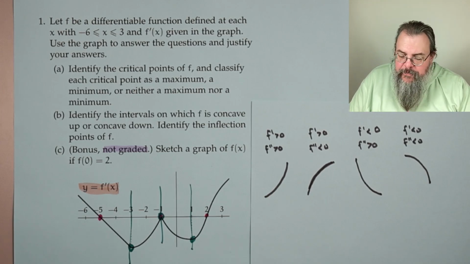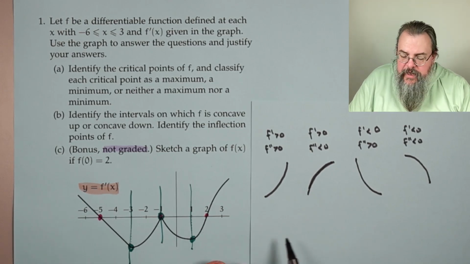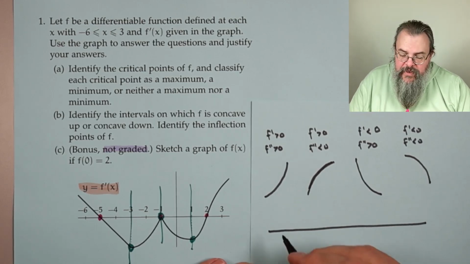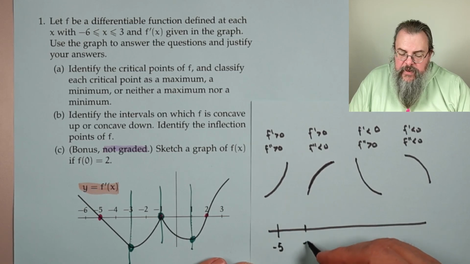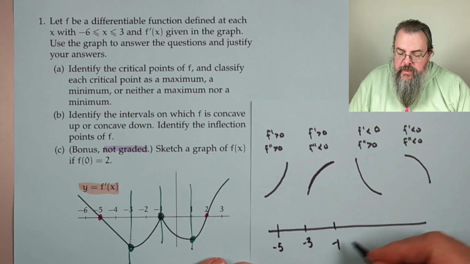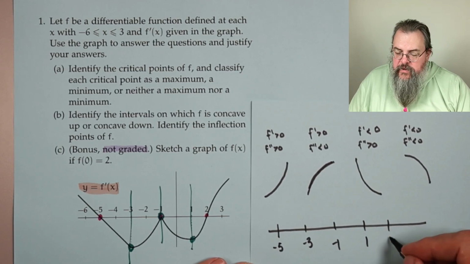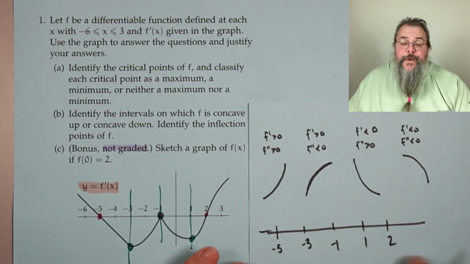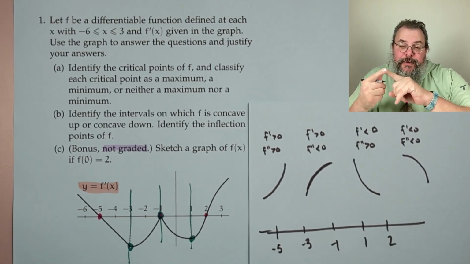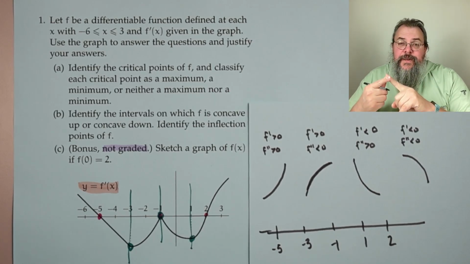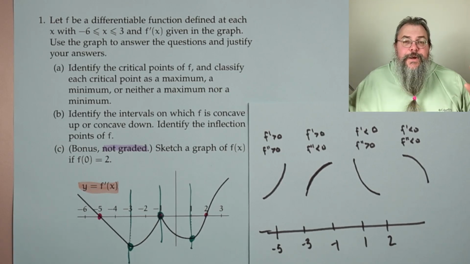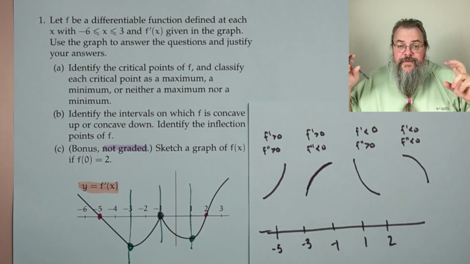Now, here we have our f prime, and I'm going to sketch a couple of places and mark some points. We have negative 5, and negative 3, and negative 1, and 1, and 2. Now, what have we marked here? We have marked all the places where the derivative is 0 and where the second derivative essentially is 0 or undefined. So we've marked critical points for the first and second derivative.